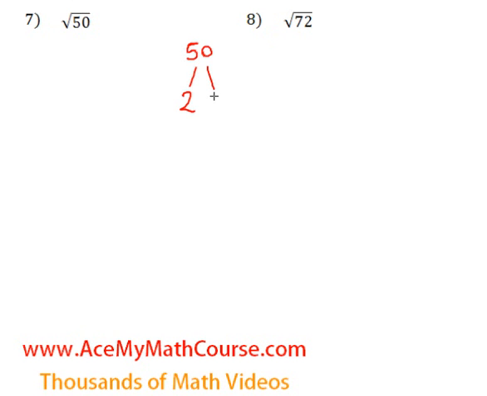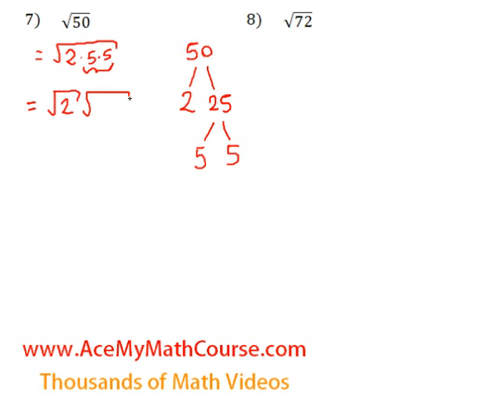50 divided by 2 is 25. 25 I can divide by 5. And 5, of course, is a prime number. 25 divided by 5 is just 5. Fantastic. So the square root of 50 is just the square root of 2 times 5 times 5. We have a pair of 5s here that we can eventually remove from the square root.